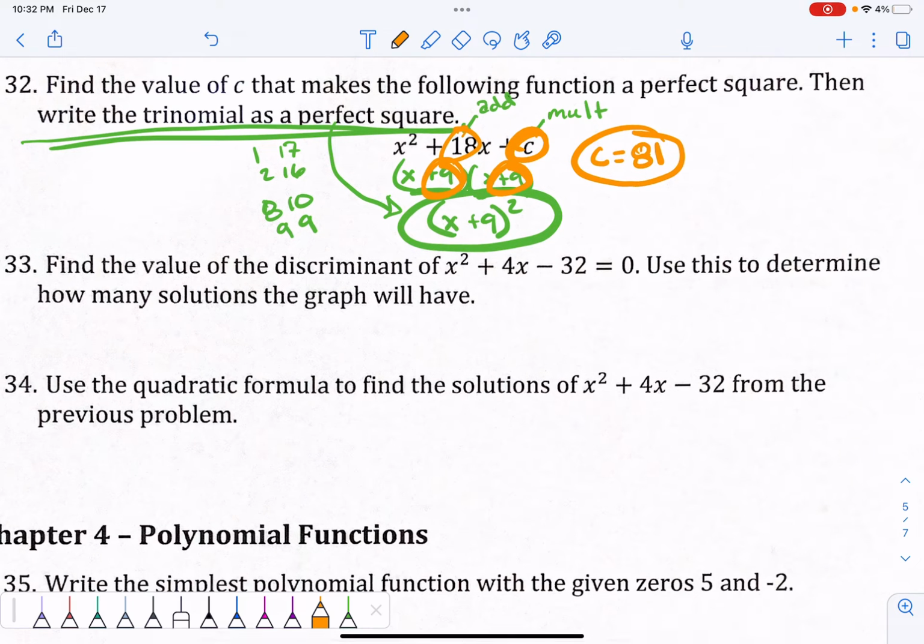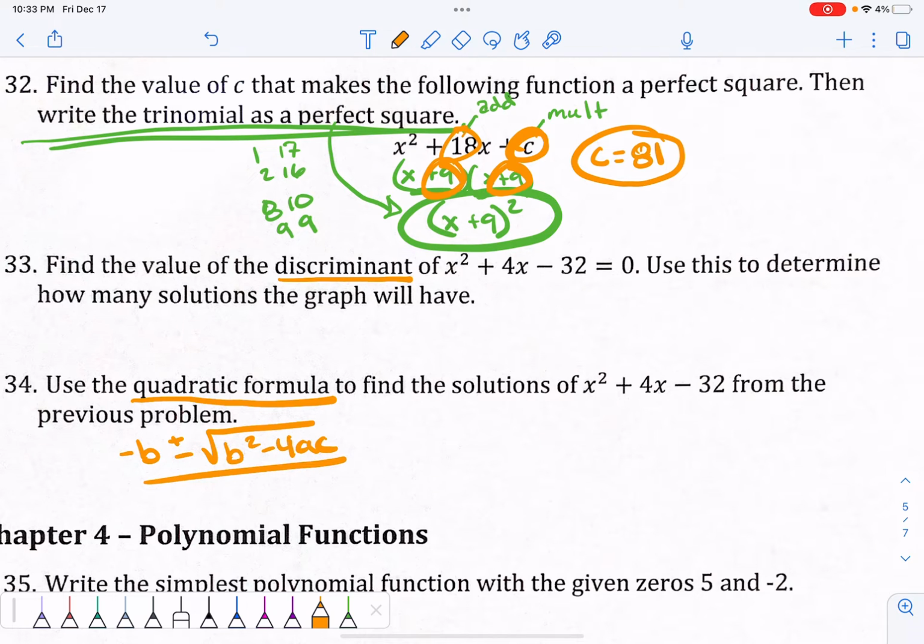So 33, find the value of the discriminant. 34, we're going to kind of do at the same time. They said use the quadratic formula, okay? So I'm gonna write down the quadratic formula on 34 first. That is negative b plus minus square root b squared minus 4ac all over 2a. Okay, that's our quadratic formula. All right, now the discriminant, if we pop back up to 33, the discriminant is just this part that's inside of the quadratic formula. So b squared minus 4ac. It's just whatever under that square root.